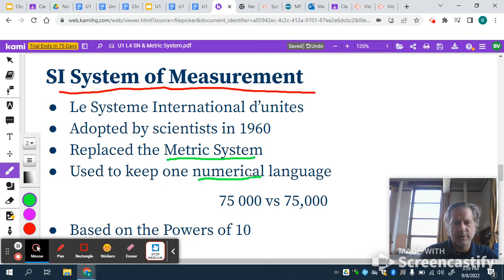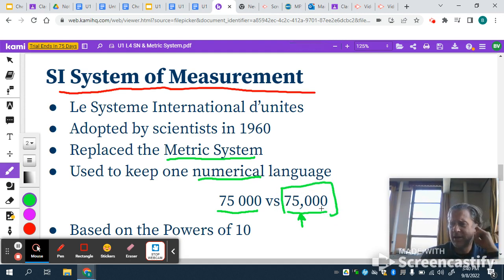Now, let me try to explain something. There's some other nuances that we don't need to really go into for chemistry class, but for our class, this is the big one. In the United States, this value is 75,000. But in many other countries of the world, they use a comma as a decimal. So in some countries, this value right here is 75.